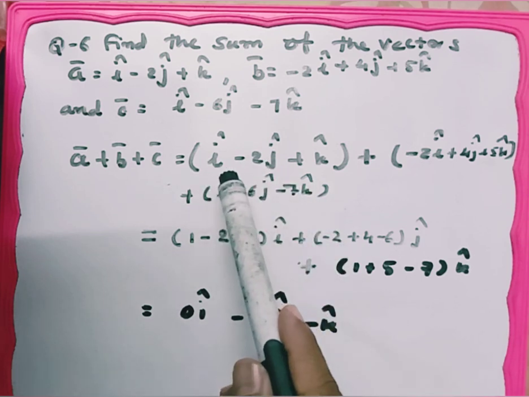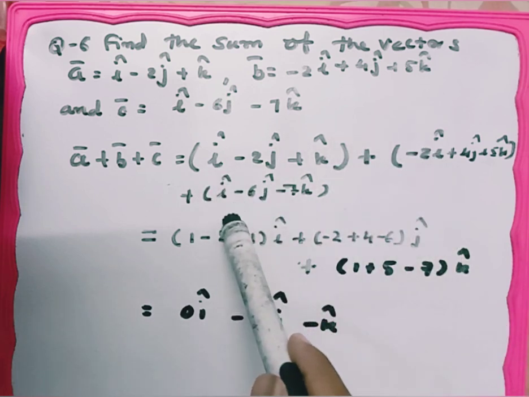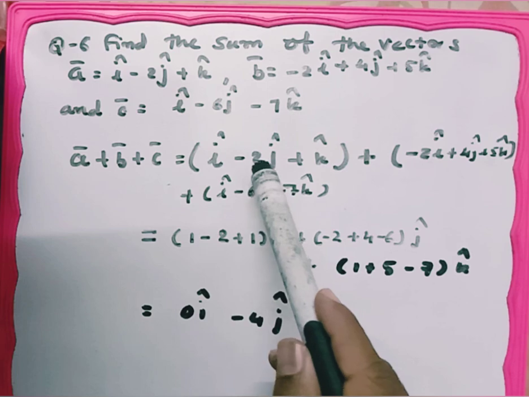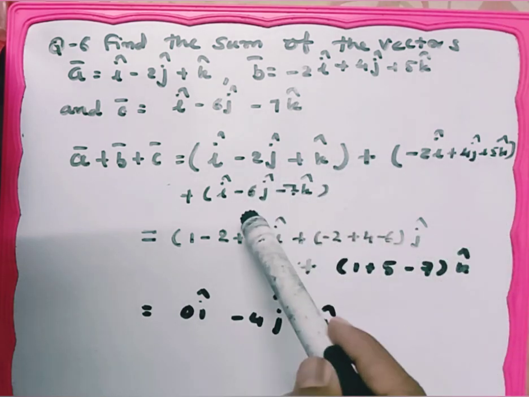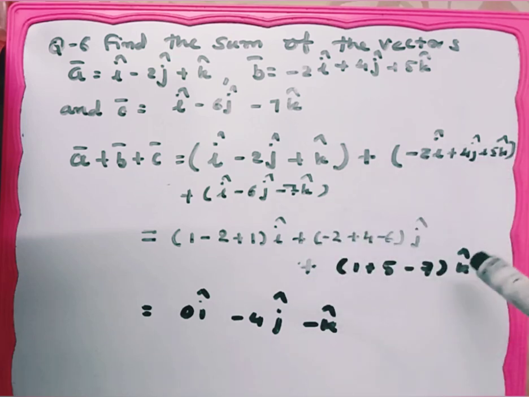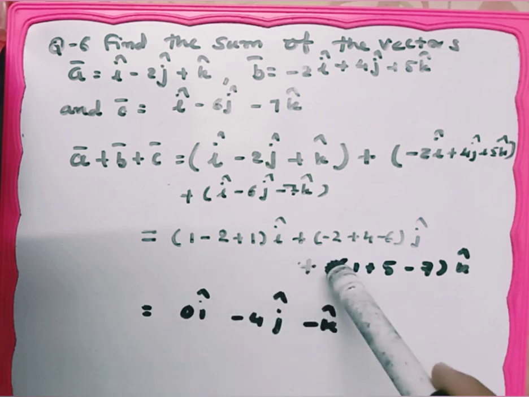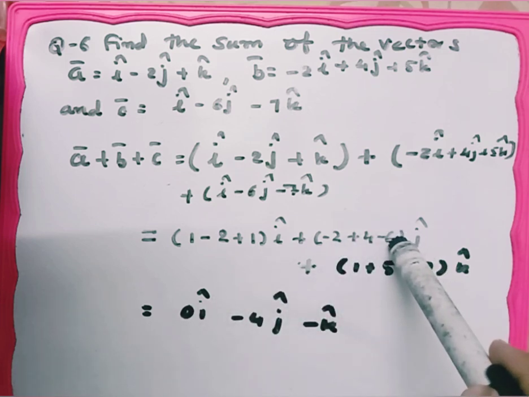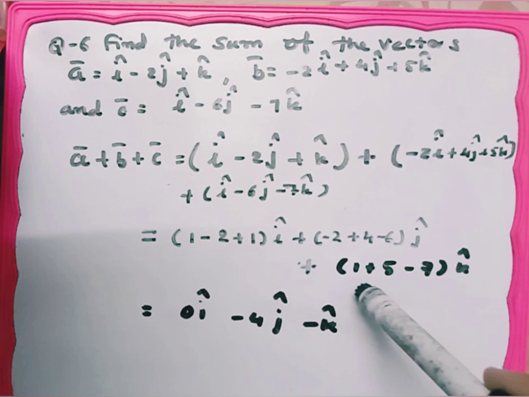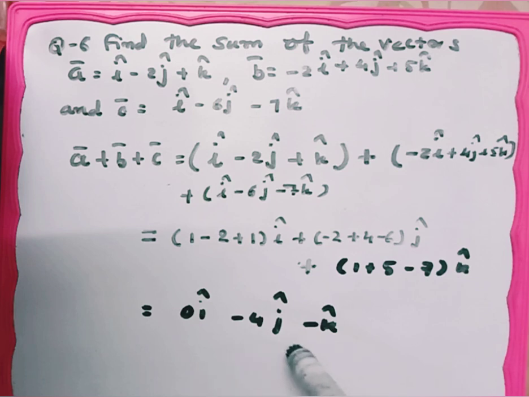Here we add each directional component: 1 minus 2 plus 1 for i caret, minus 2 plus 4 minus 6 for j caret, and 1 plus 5 minus 7 for k caret. So 1 plus 1 is 2, minus 2 is 0 for i; minus 2 minus 6 is minus 8, plus 4 is minus 4 for j; and 1 plus 5 is 6, minus 7 is minus 1 for k. And so the final vector is minus 4j caret minus k caret.